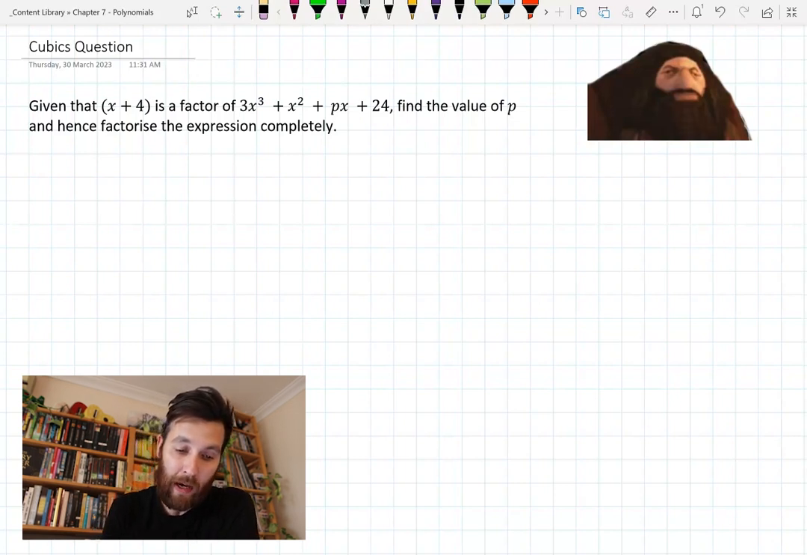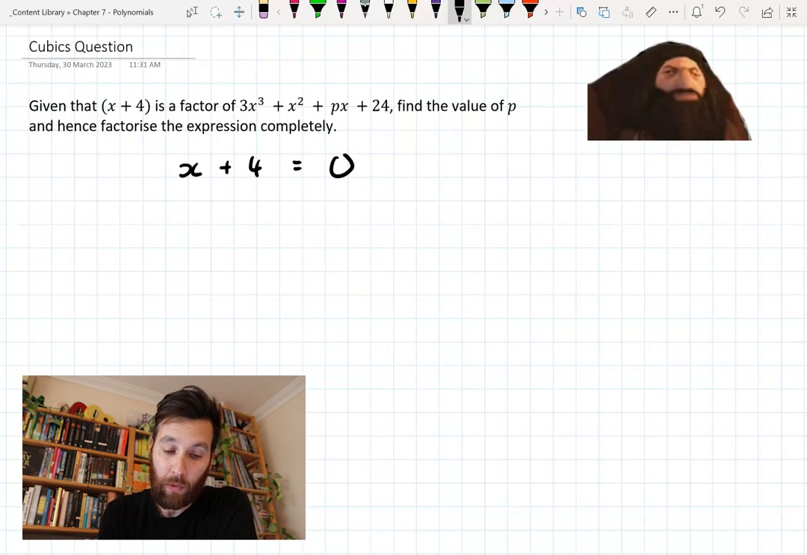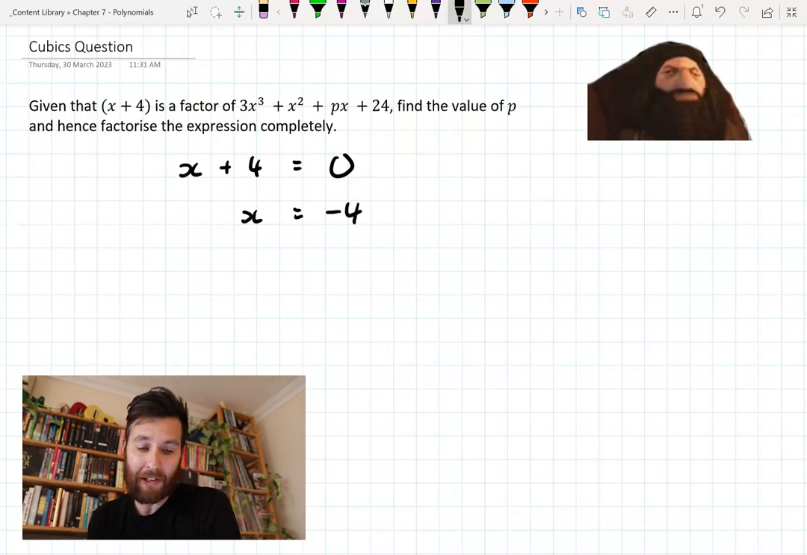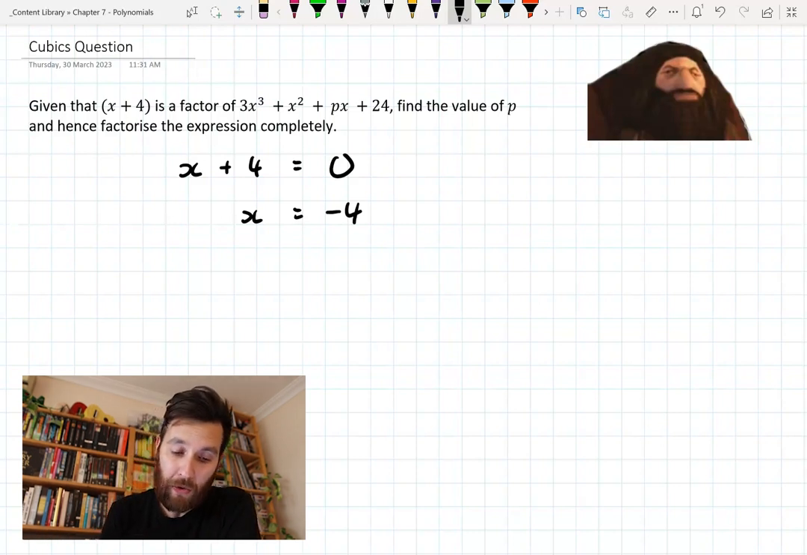So what that means is if we set the expression to 0, we'd know that x plus 4 would be equal to 0. And that means if we rearrange that, we've got x equals negative 4. So that's going to be a solution for this expression when it's set to equal 0. So what I can do there is set it to equal 0, substitute in that x equals negative 4 and solve it to find my mystery value of p. So I'll get right ahead and do that.